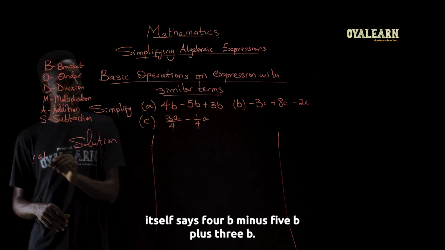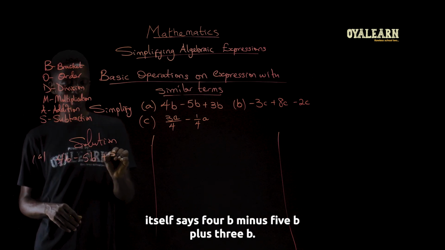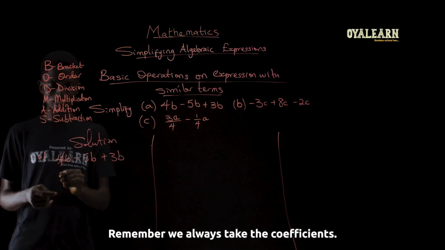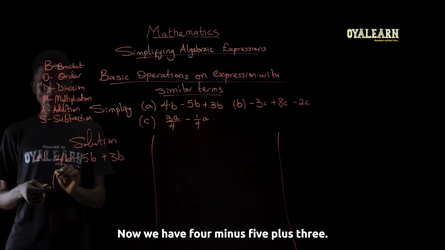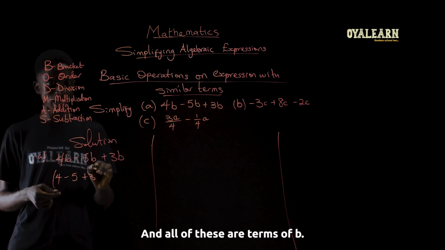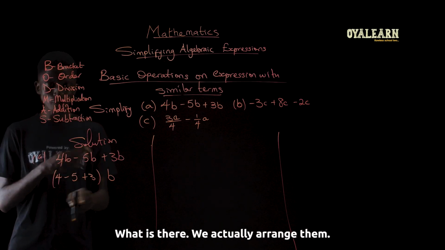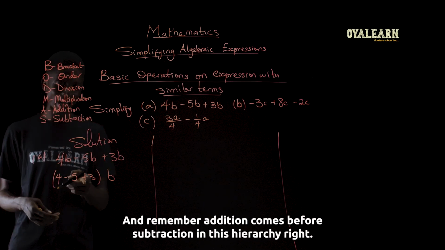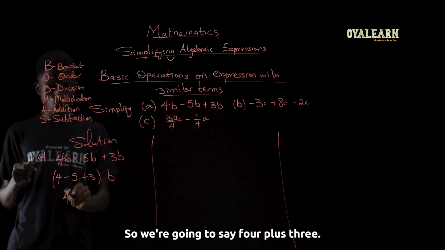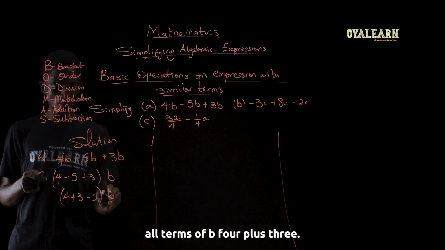Now the question itself says 4b minus 5b plus 3b. So what do we do? Remember, we always take the coefficients. Let's put the coefficients together. Now we have 4 minus 5 plus 3, and all of these are terms of b. We have to rearrange them. And remember, addition comes before subtraction in this hierarchy, right? So we're going to say 4 plus 3, then minus 5, all terms of b.